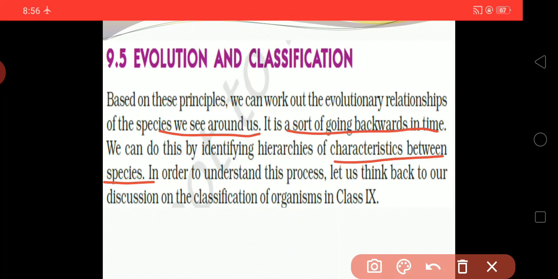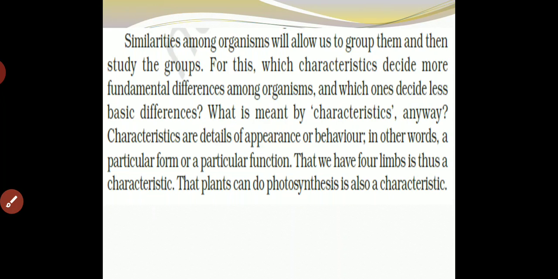In order to understand this process, let us think back to our discussion on the classification of organisms. Similarities among organisms will allow us to group them and then study the group. For this, which characteristics decide more fundamental differences among organisms, and which ones decide a less basic difference? What is meant by characteristic anyway? Characteristics are the details of appearance or behavior. In other words, a particular form or particular function.